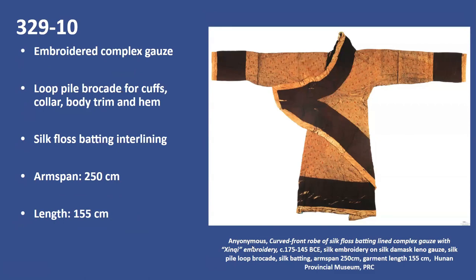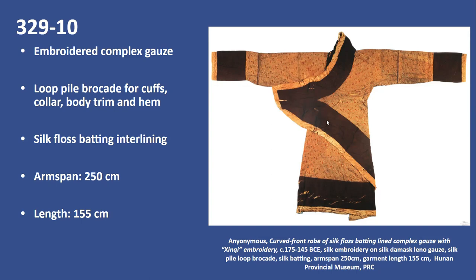This is one of the 12 robes she was buried with. This colored photograph of it comes from the Hunan Museum. But the 1973 excavation report, remember those two books with the blue cover, contains more detailed information about the fabrics and materials used. Just looking at this, you can't really see how it's constructed, but you can see that this is a patterned fabric. And again, you can't really tell at this resolution, but this is a patterned fabric as well.